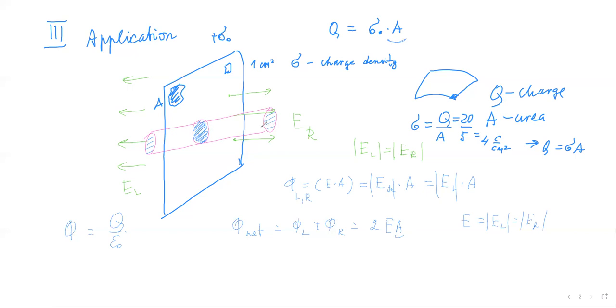So I'm just going to write it down. The 2E times area is the net flux, which I already calculated using my theoretical assumptions. And the charge, I know, is sigma 0 times area over epsilon 0. You see the area disappears here, and that's what usually happens in Gauss's law. If I divide by 2, I get that E equals sigma 0 over 2 epsilon 0. This is the electric field of a charged plane.